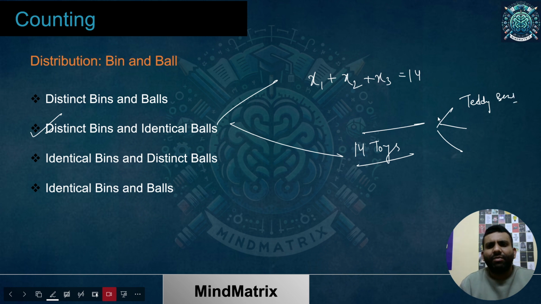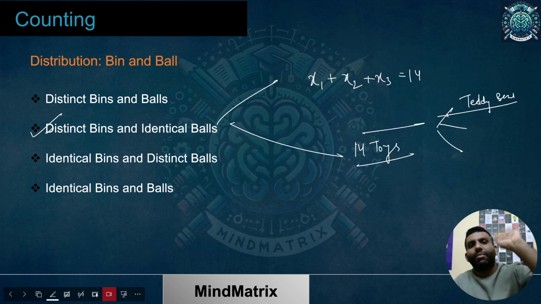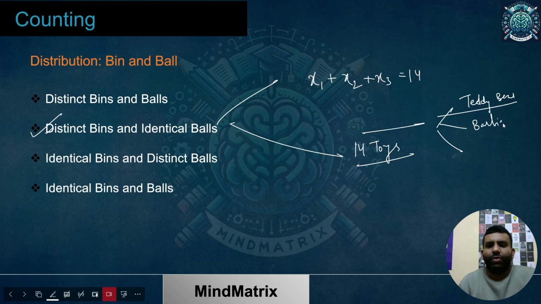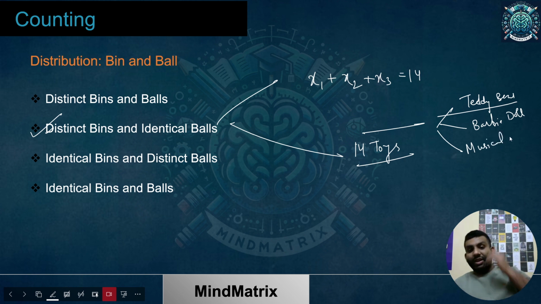I can repeat any of the teddy bears. I may not be taking any, or I can repeat 3, 4, 5, all of them. I'm taking like 14 teddy bears I'm picking up. And then I'm having kind of a Barbie doll, maybe for the boys. It may not be a good choice to take, but still, just for an example. And this can be a kind of musical instrument again. Okay, so just think about this.